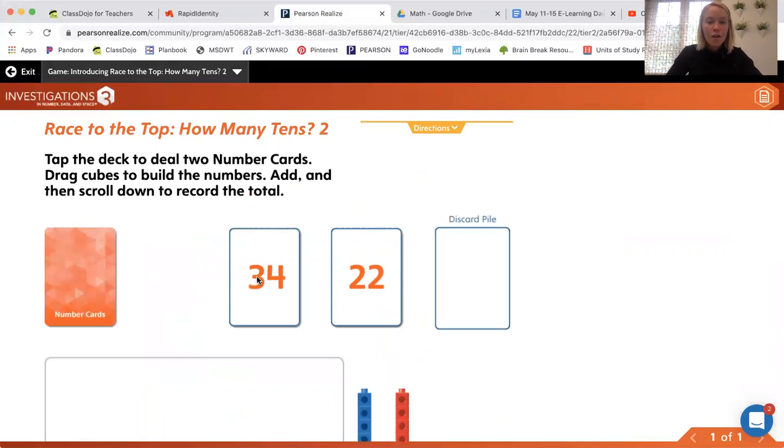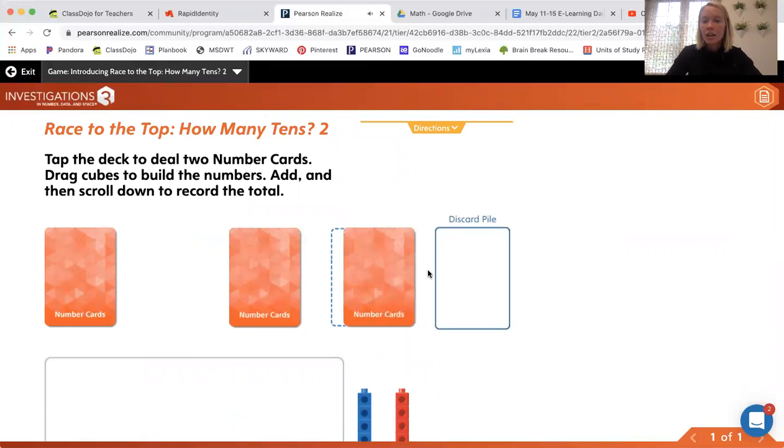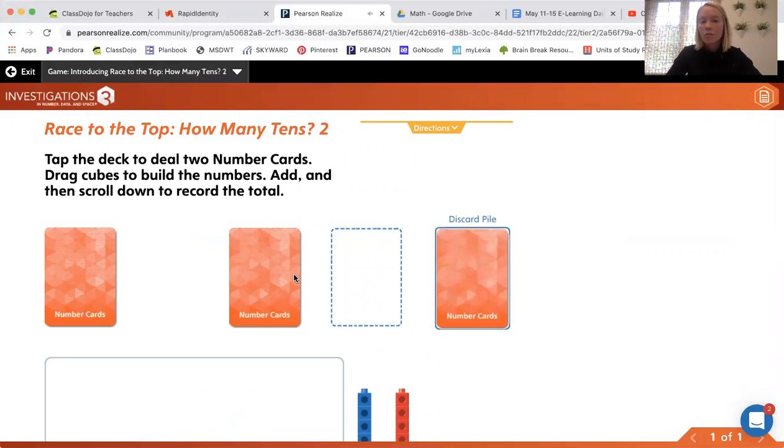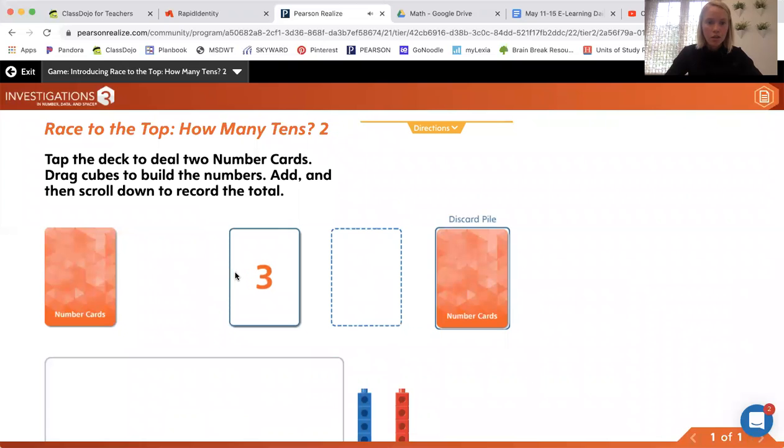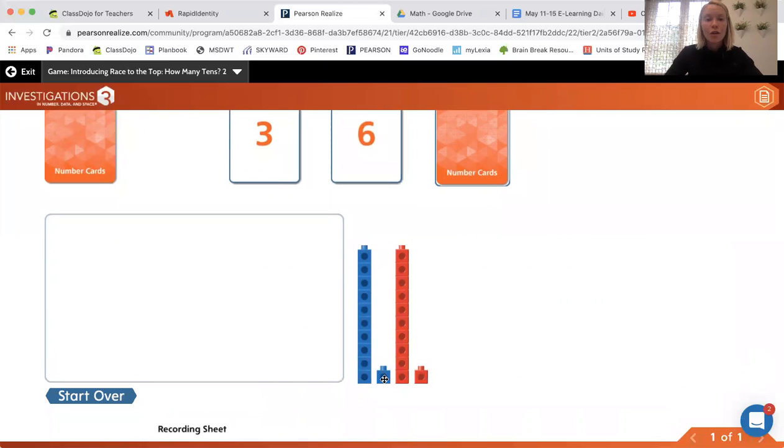Let's start over. Done and done. We can put those here in our discard pile. That means you're finished with them. They're all done. If you discard something, you throw it away. Okay, so we have 3 and 6. Okay, so I can do 3.